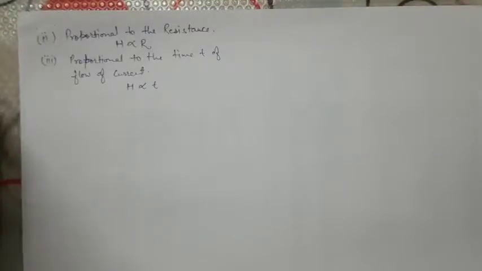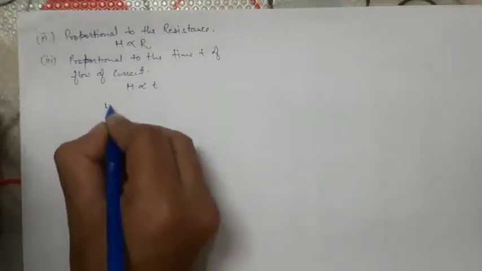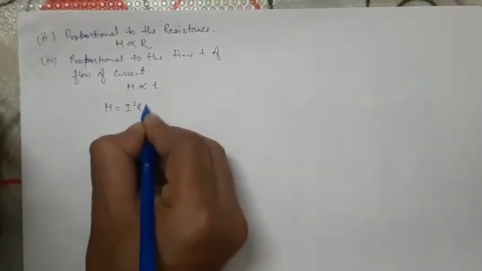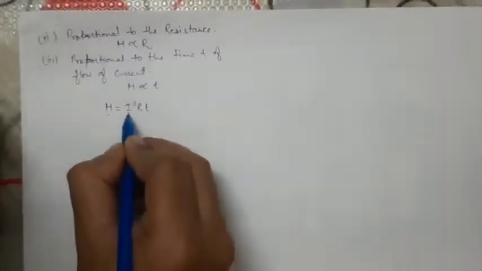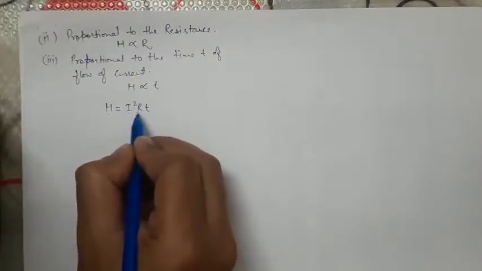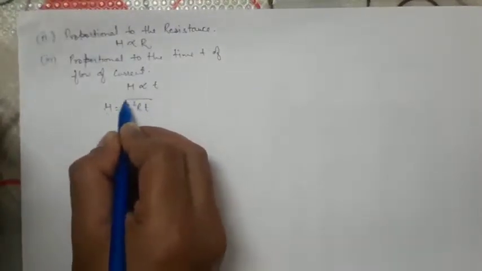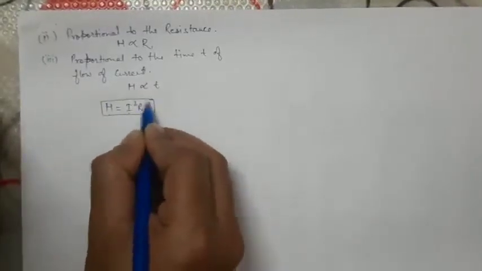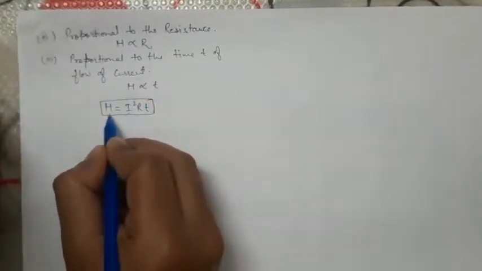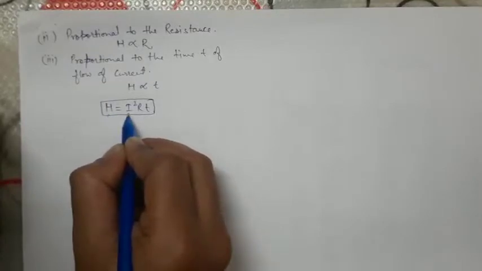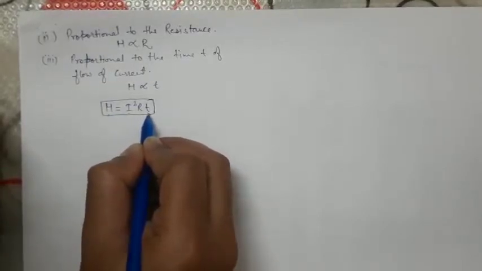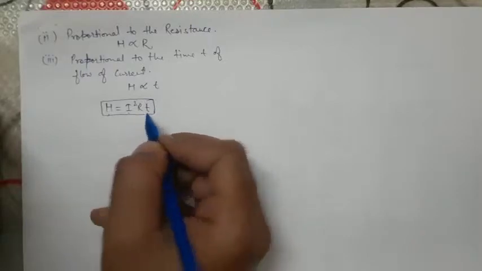That is, we discussed that the generated heat H equals I square RT. This generated heat is dependent on the square of the current I, the resistance, and the time. This dependency of generated heat is known as Joule's law of heating.